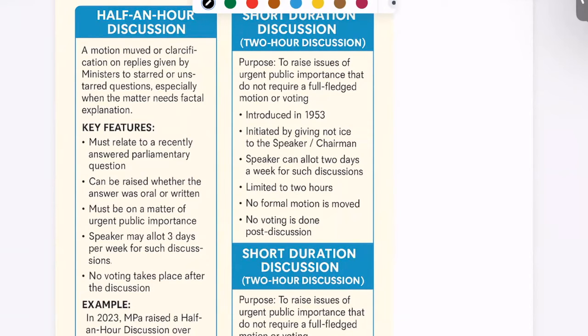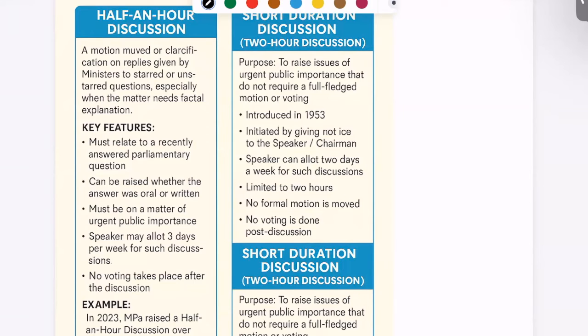Half an hour क्या होता है? A motion moved. क्यों किया जाता है? Clarification on a reply given by ministers. Minister ने तो reply दे दिया, आपने बोला भाई मेरे को इसके बारे में और discussion चाहिए, तो आप क्या पूछोगे? Half an hour. It's a further check ना. आप कुछ भी पूछो, वो कुछ भी बोल दे.